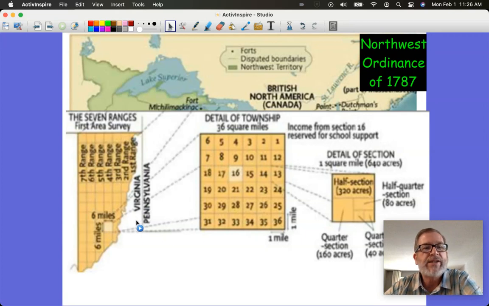In this particular case, it's showing you Virginia, and it's showing how a map essentially was divided into ranges, and then in that range there were 6 by 6 mile squares that were developed, and then that could be like a township that was 36 square miles, and then we could break those townships up into 36 parts, 1 mile square each, and then again you could break those up into quarters, half sections, and then you could sell off the land, right?